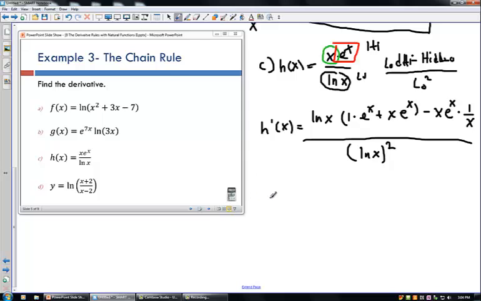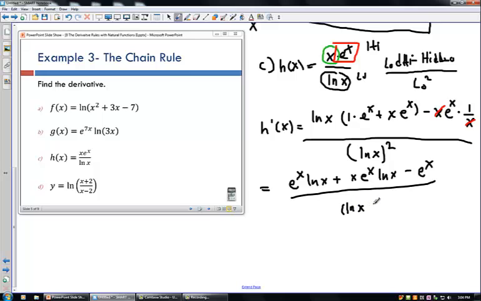And so what can we do here? Well, we can multiply through by the ln of x in the first term, so I'm going to get an e to the x ln of x plus an x e to the x ln of x, and then just minus a single e to the x, because these x's right here will cancel, an x on top and an x on bottom. And this is all over the low squared, so all over ln of x, quantity squared.